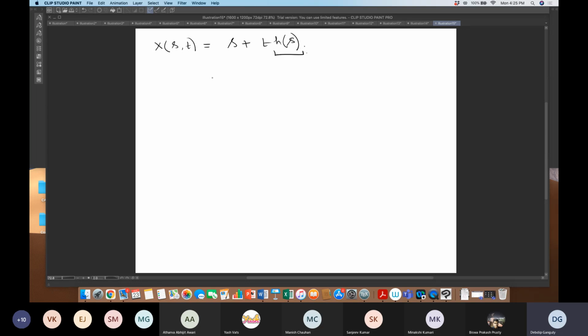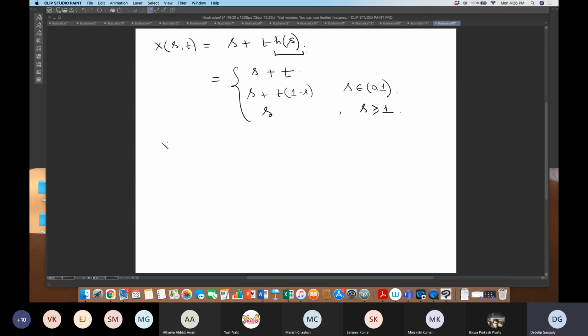Now how does h(s) look like? What is h(s) when s is less than or equal to 0? 1. Very good. s plus t into (1 minus s) when s is between 0 and 1, and s when s is greater than or equal to 1.